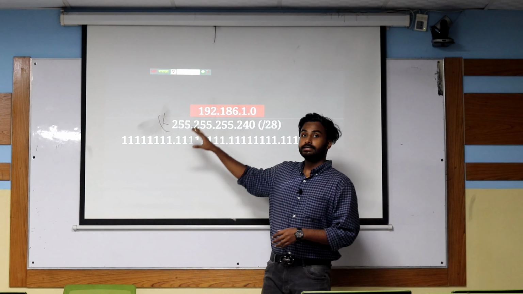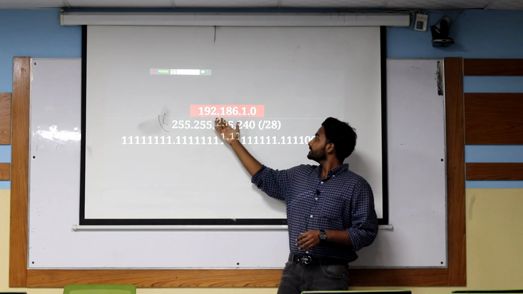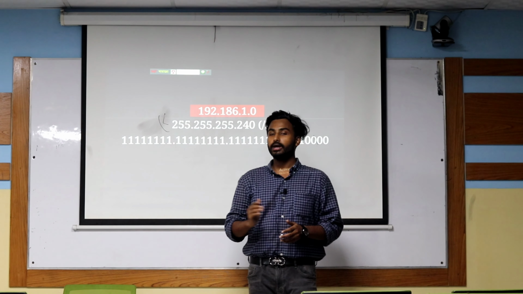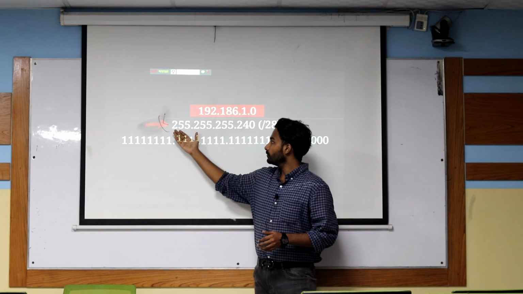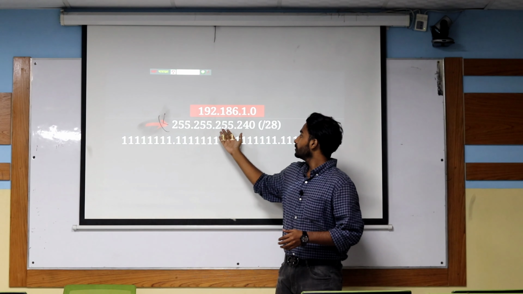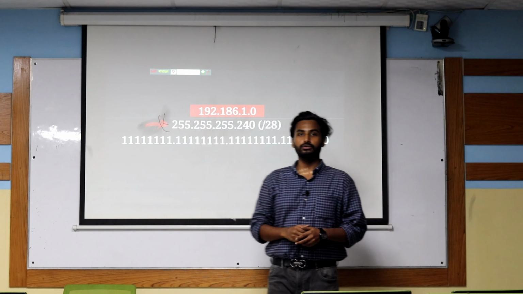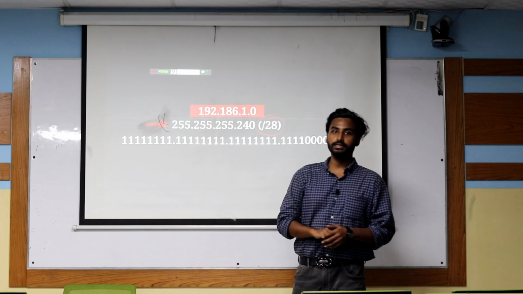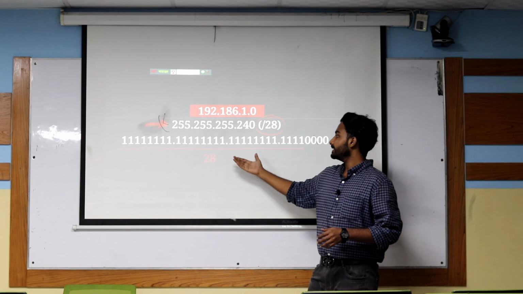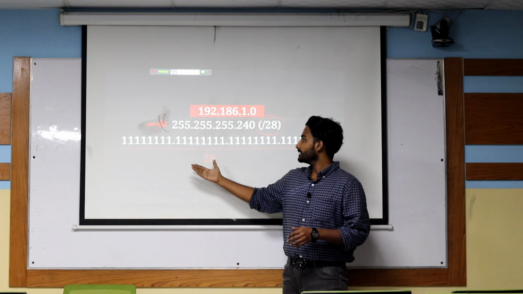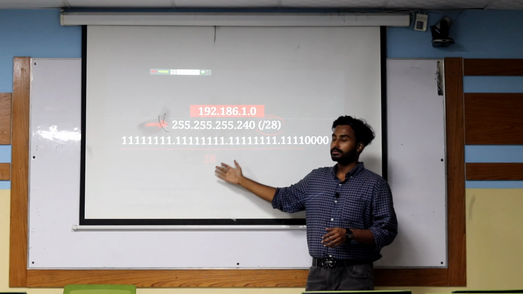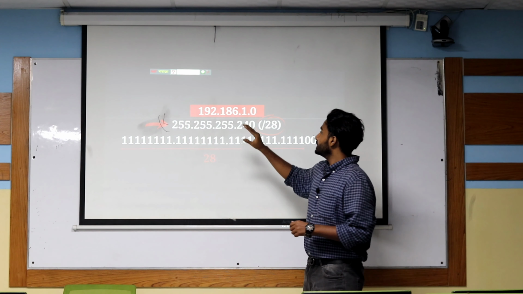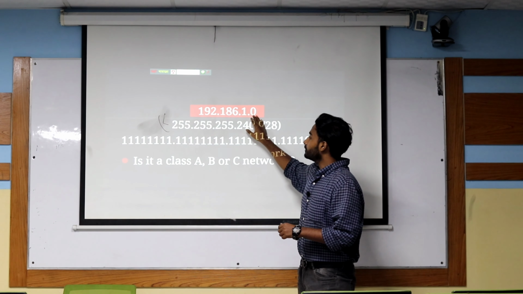In this example, the given network address is 192.186.1.0 and we have to apply the subnet mask 255.255.255.240. The prefix notation of this subnet mask is /28. Why /28? Because in the binary representation of the subnet mask the number of ones is 28. After that, we have to determine which class this particular network address belongs to.